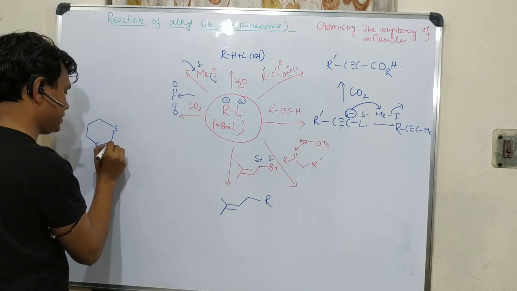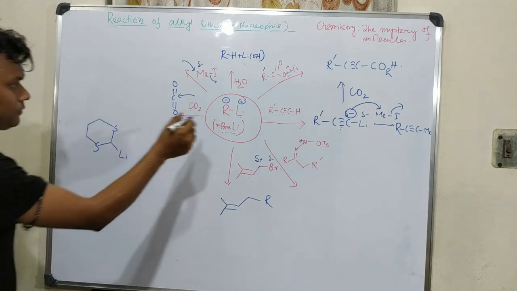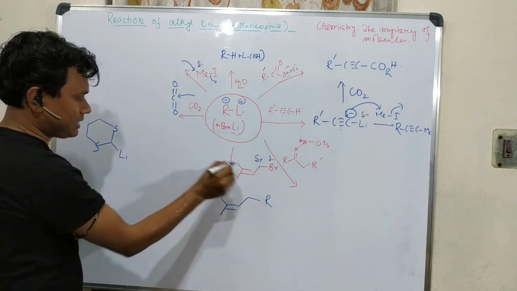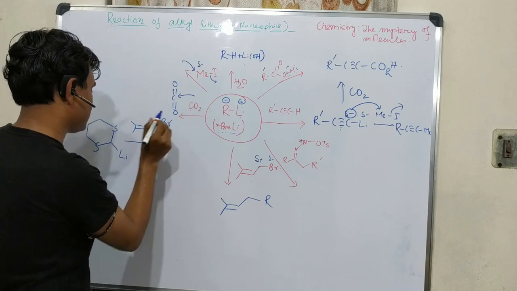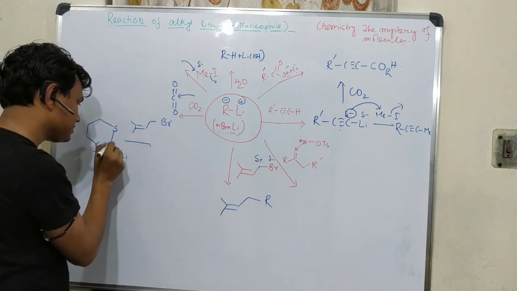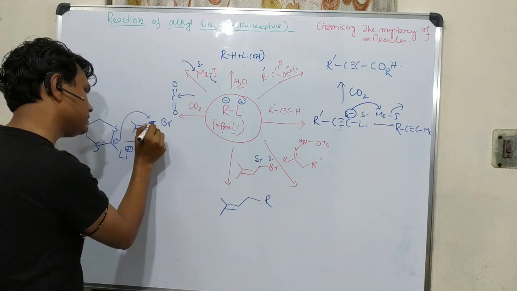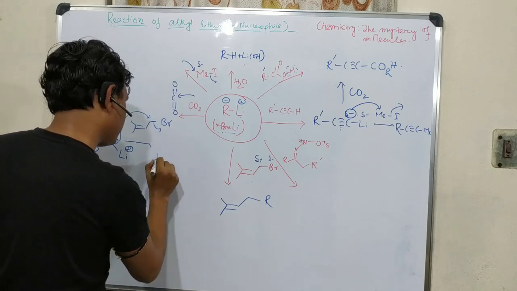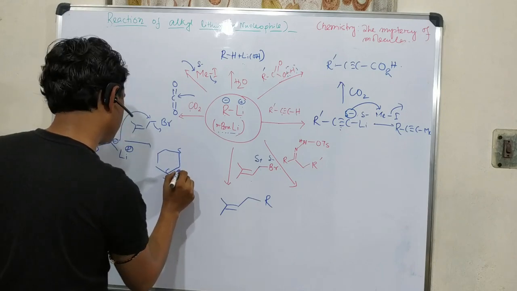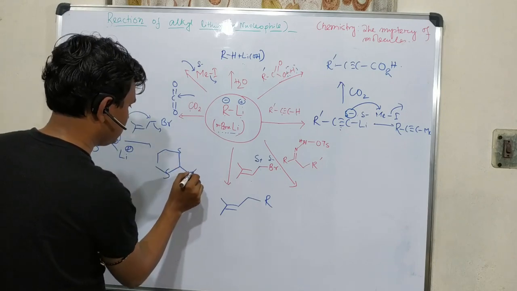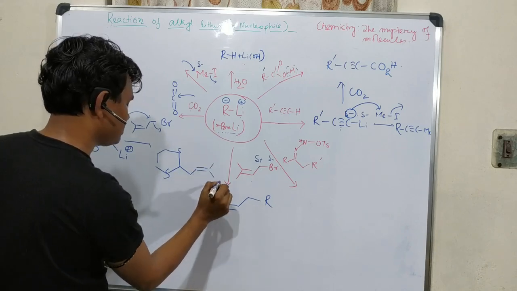Why I want to take this, I'll explain. If we take this lithium reagent and react it with this Br, what will happen? This is minus, this is minus, this is plus in nature. So this will attack here. What will be the product? Sulfur, sulfur, this is the nucleophilic center, then the double bond, then this.